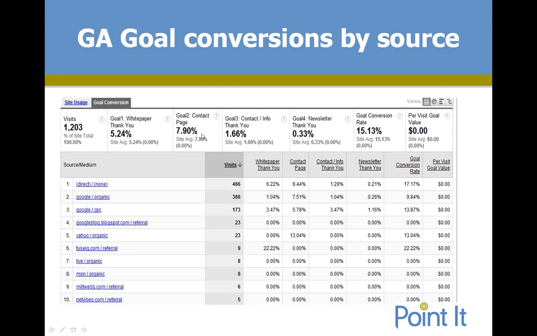Goal number 2 is anybody who goes to the contact page. Goal number 3 is anybody who submits that contact page. So as you can see, there's a drop-off from people who go to the contact page and submit the contact page, and that's known as an abandonment rate. We are also tracking people who sign up for our newsletter. And we have those all broken out, and Google will track those goals by all traffic sources that are coming to your website.